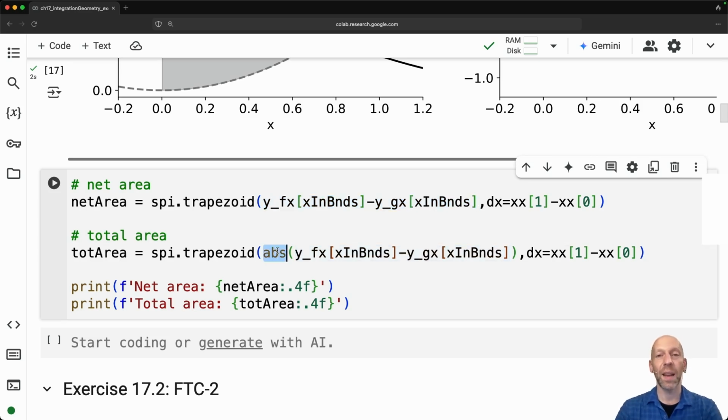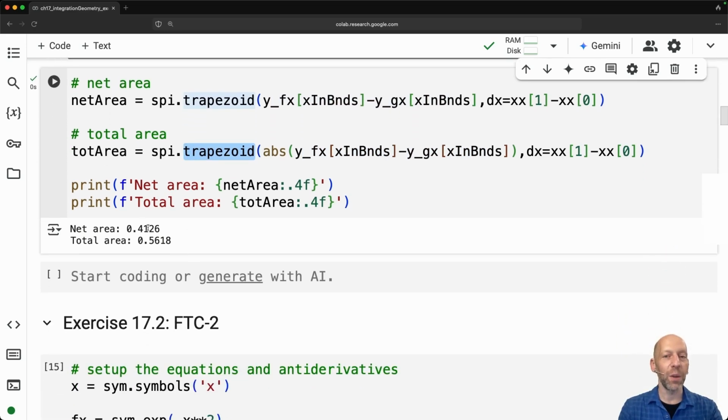And of course, the net and total area are nearly identical in terms of the code. The only difference is that we take the absolute value of all of the individual function difference values before inputting that into, in this case, the trapezoid method. So then we get the net area and the total area.